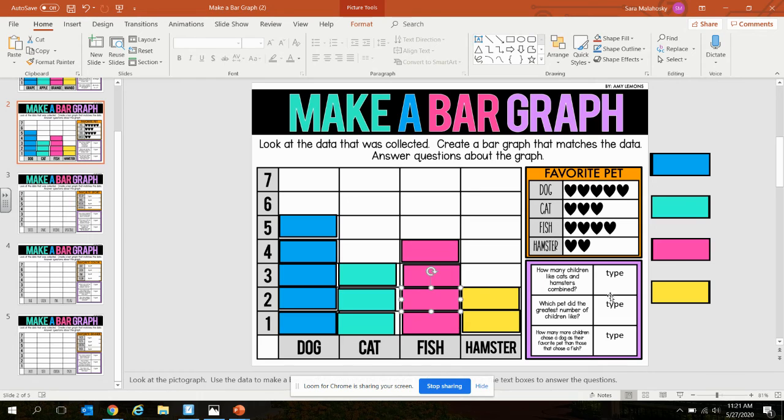I would like you to go answer these questions on a piece of paper and send it to me on Class Dojo. How many children like cats and hamsters combined? So put those numbers together. Which pet did the greatest number of children like? So what was the biggest? And how many more children chose a dog as their favorite pet than those that chose a fish? So you're going to find the difference. So you're going to have to subtract. Okay? So you answer those 3 questions and then send them to me on Class Dojo, and I'll know that you watched the lesson. Thank you.